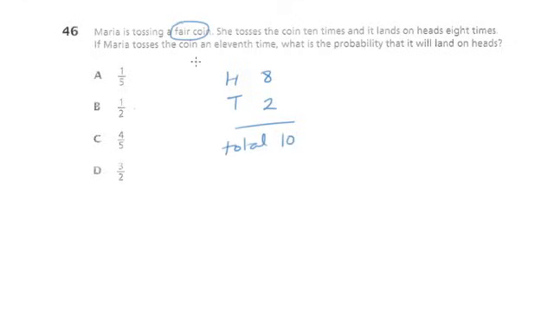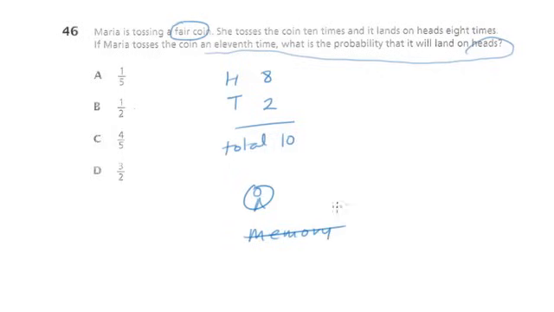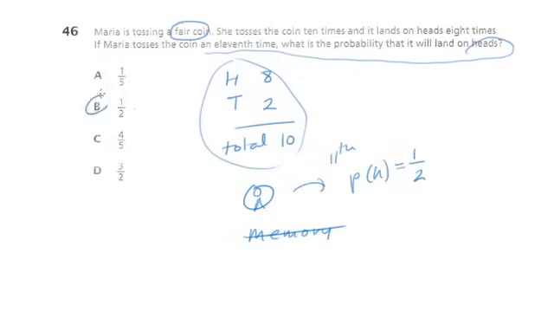It says, if Maria tosses the coin an 11th time, what is the probability that it will land on heads? Now this question really is trying to trick you. The coin itself might have a head, but it doesn't have a memory. It does not have a memory. So therefore, after all of this stuff has happened, and it doesn't matter if we got a whole bunch of heads, the next time, the 11th time, the probability of getting a head is, back to the theoretical, 1/2. And so B is your answer for number 46.